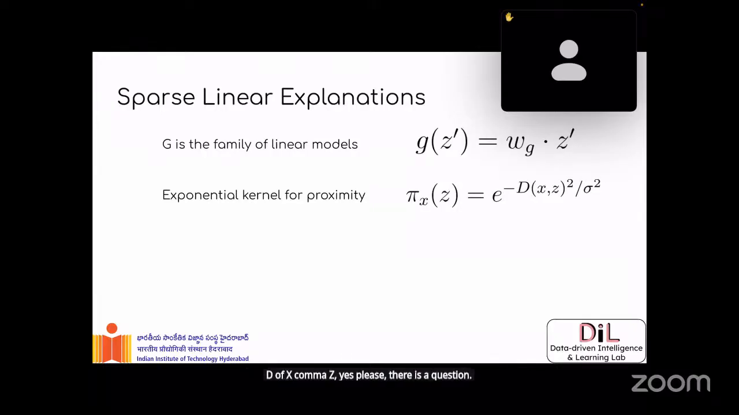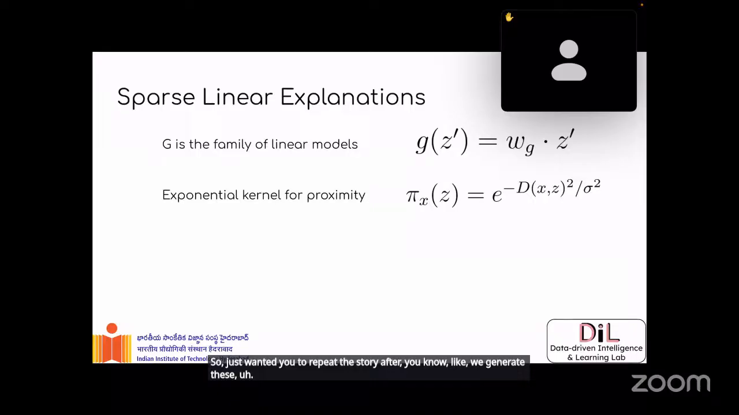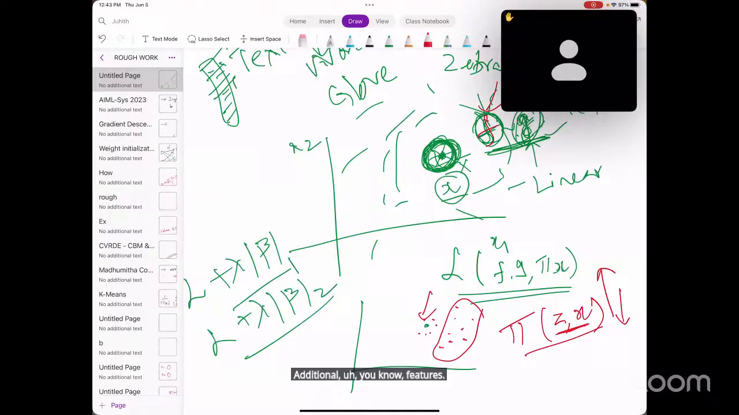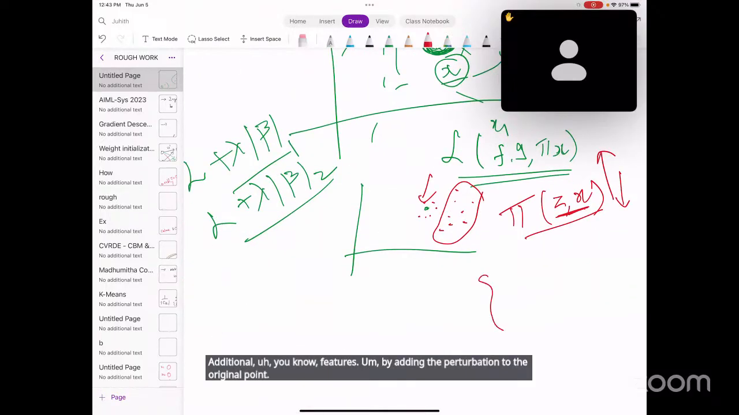So I just wanted you to repeat the story after we generate these additional features by adding the perturbation to the original point. What happens after that? Can you repeat?